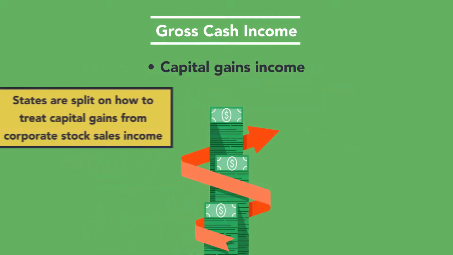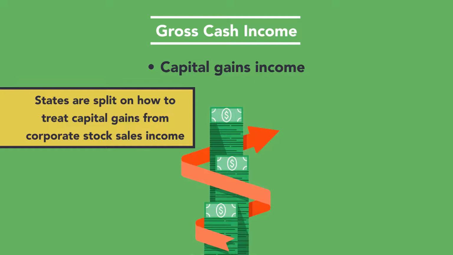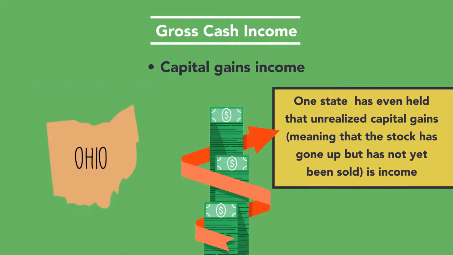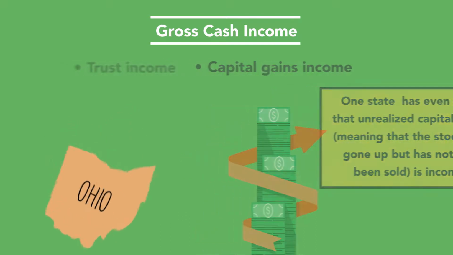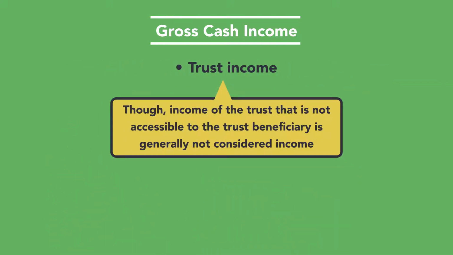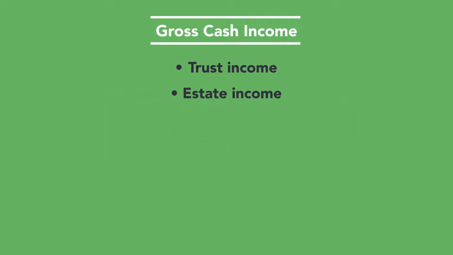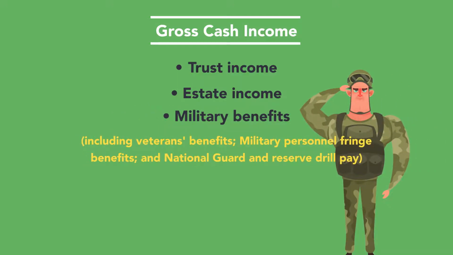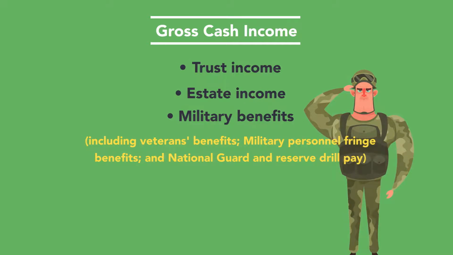Capital gains income. States are split on how to treat capital gains from corporate stock sales income. One state has even held that unrealized capital gains, meaning that the stock has gone up but has not yet been sold, is income. Trust income, though income of the trust that is not accessible to the trust beneficiary is generally not considered income. Estate income. Military benefits, including veterans benefits, military personnel fringe benefits, and National Guard and Reserve drill pay.